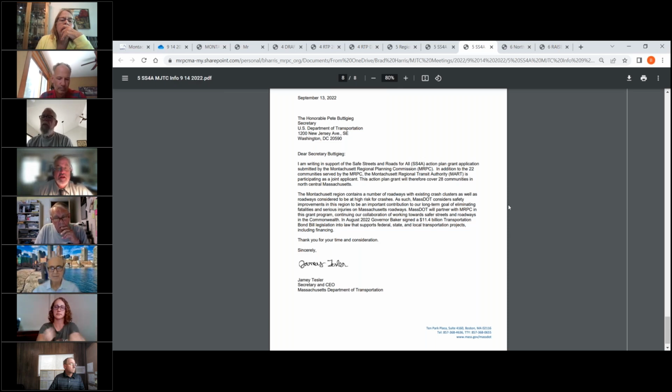We can then have communities or ourselves or other individuals apply for some of the implementation grants, which may include strategies, funding programs, some projects, and so forth to implement to help reduce fatalities in the region. That's all I have for right now.